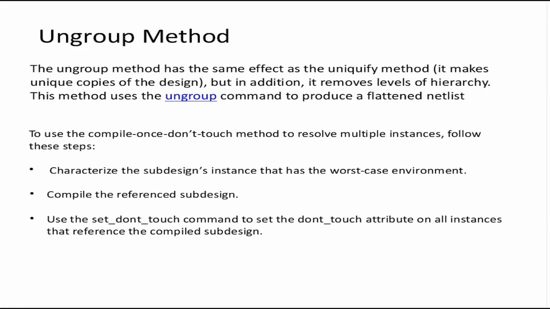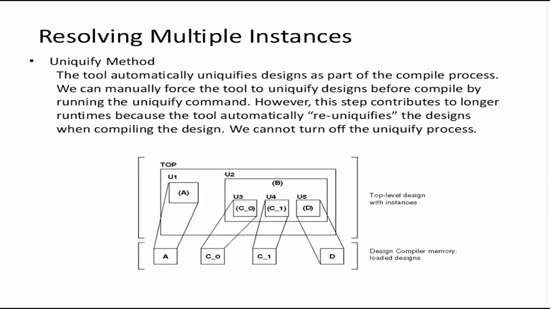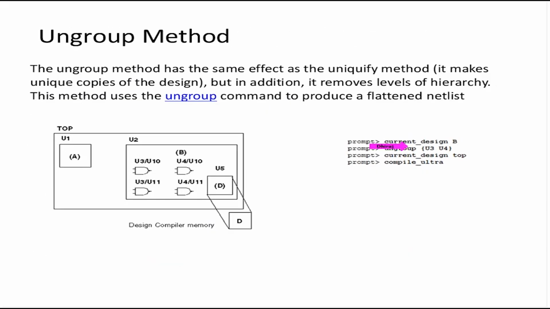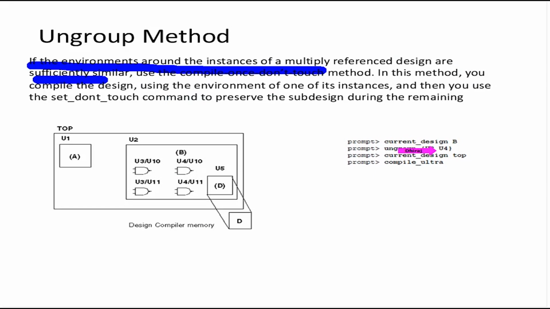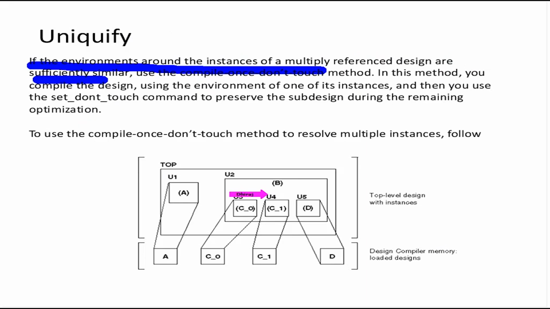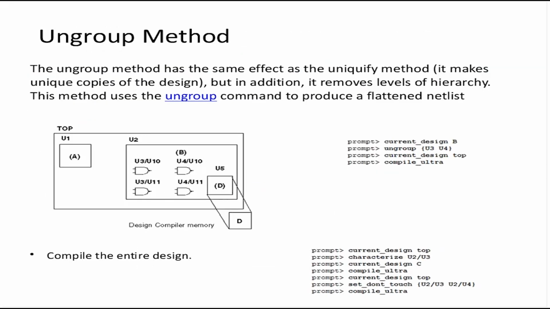That is, earlier the design was this. You had U3, U4, U5. Now what we could do is ungroup U3 and U4. What it means is that the hierarchy U3 and U4 will be removed. Now if U3 and U4 are removed, all the cells that are part of the design are automatically unified, because now the module C does not exist, the module boundary C is dissolved. That's what ungroup does.